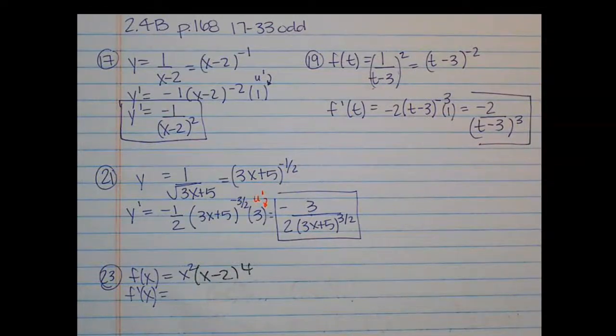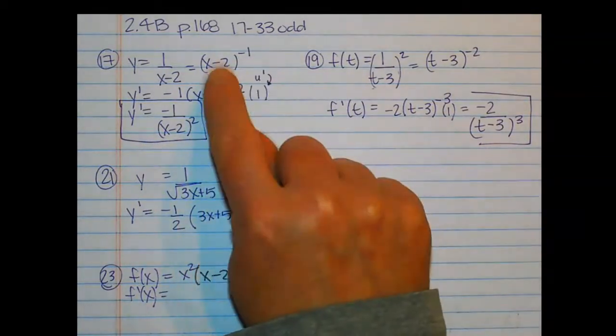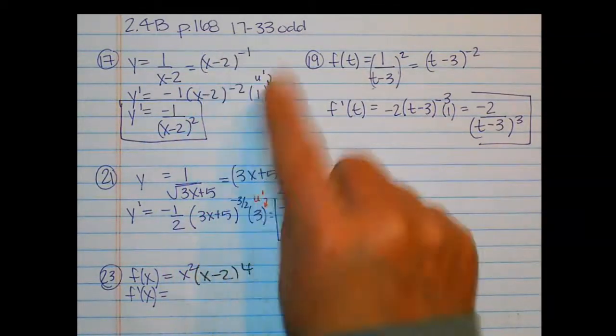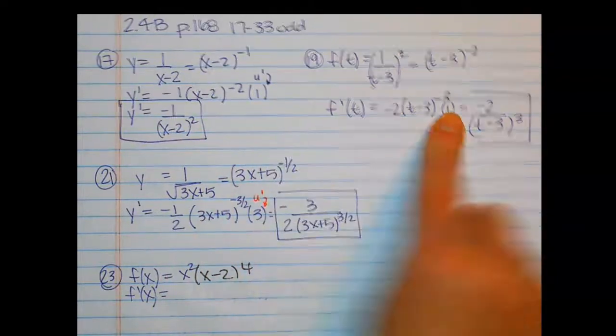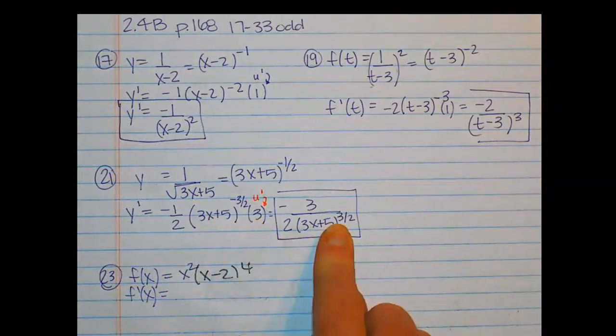Okay, so 2.4b, more chain rule. 17, 19, and 21 are pretty straightforward. They are chain rule. It has an outside function, but the derivative on the inside is pretty simple. For the first two, it's just 1. For this one, the derivative on the inside is going to be 3, which changes our problem a little bit.